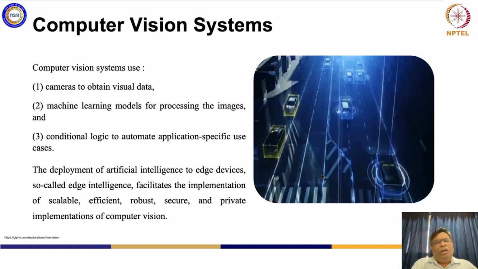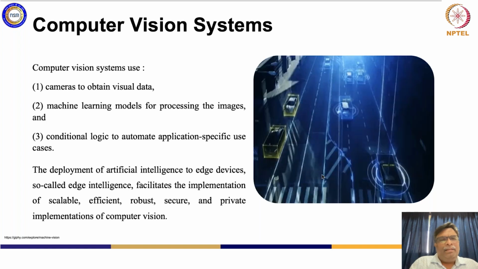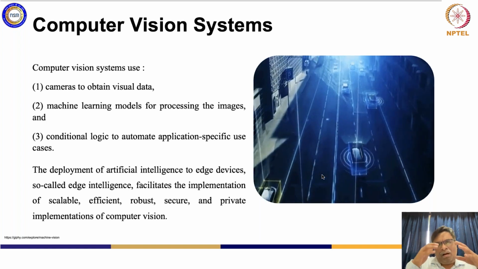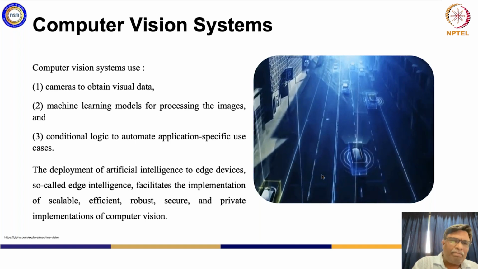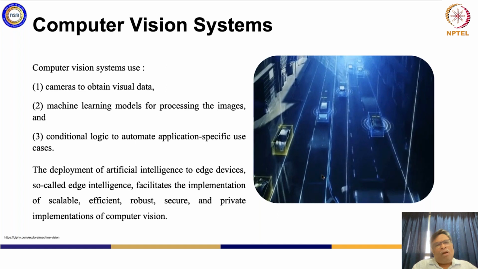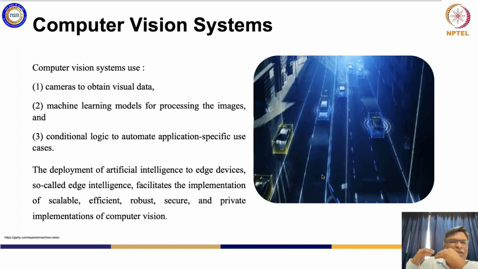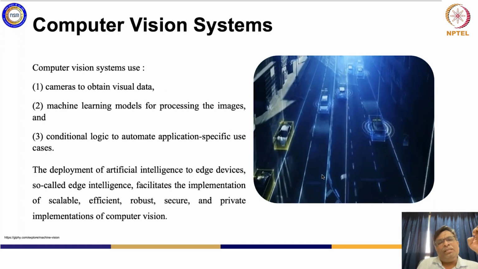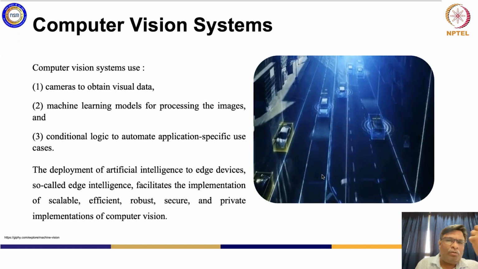So now one of the things is when you want to deploy this, the deployment of artificial intelligence or deployment of these applications on edge devices, or you call it edge intelligence, is going to facilitate the implementation of scalable, robust, secure, and private implementations of computer vision. So this is what it means.